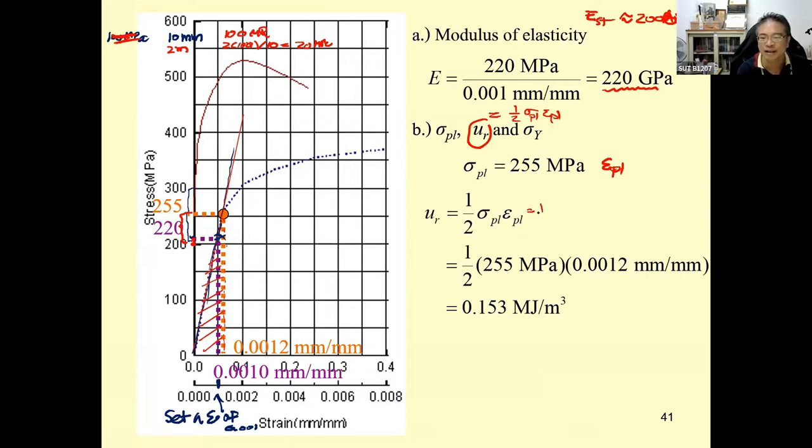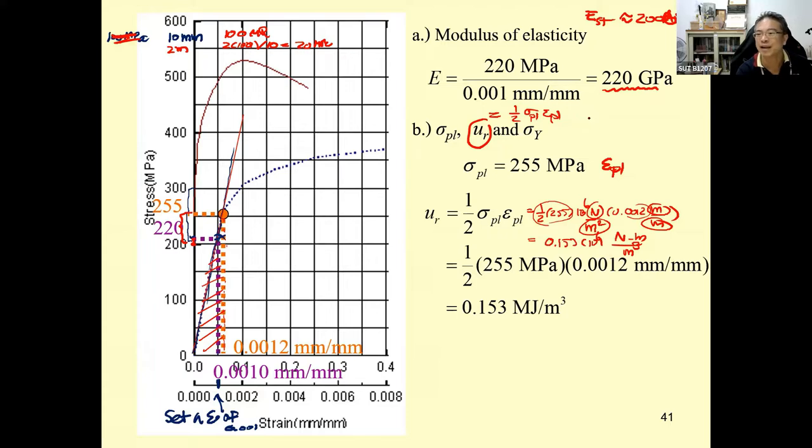And I should note that this is going to be 1/2 of 255 times 10 to the power 6 Newton per square meter. And then it's going to be times 0.0012. You may change this one to be meter by meter, okay? And then you will get this one, and you multiply it, okay? You will get this one for 0.153 times 10 to the power 6. It's going to be Newton times meter, and this divided by cubic meter.